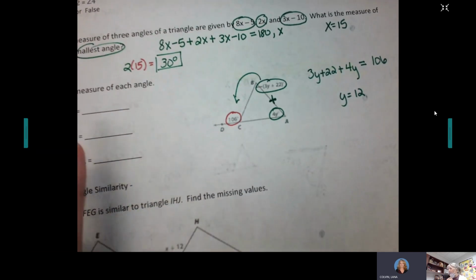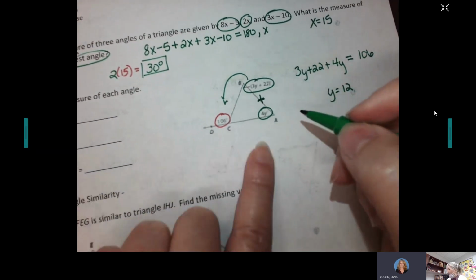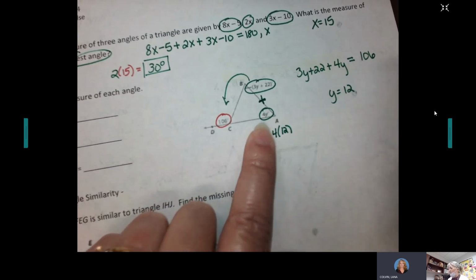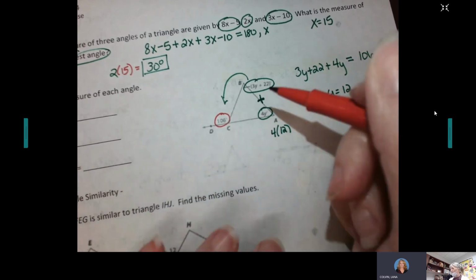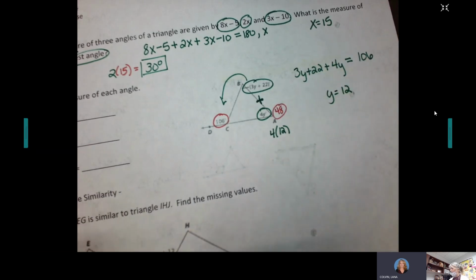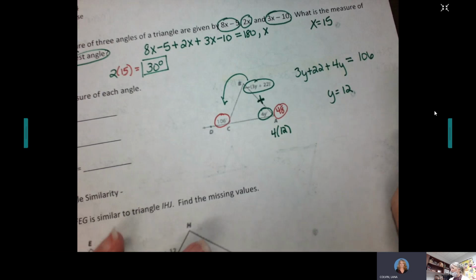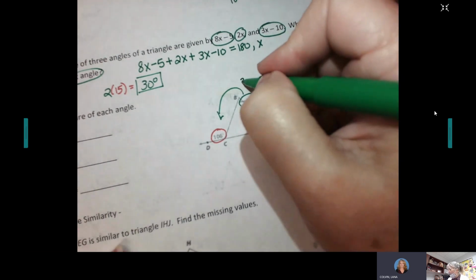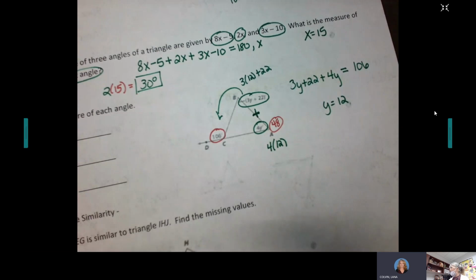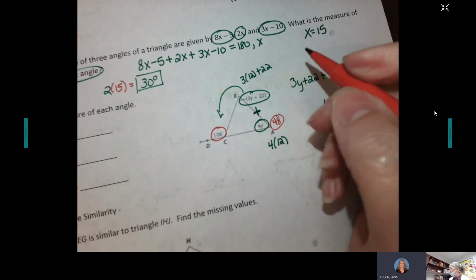All right, now the measure of angle A would be 4 times y, which is 4 times 12, which is what? 48 degrees. I'm sorry, I'm running out. 3 times 12 plus 22. You have calculators. What's 3 times 12 plus 22?